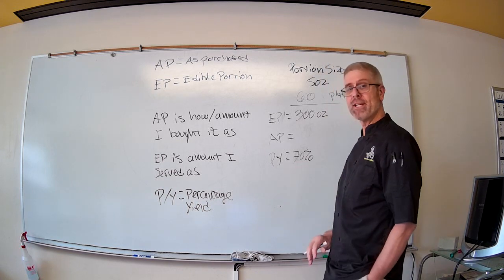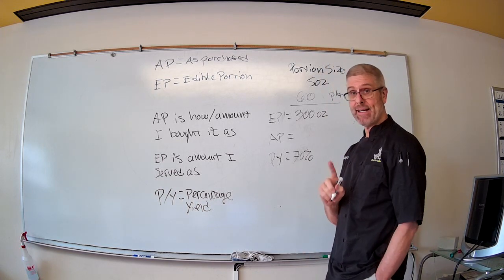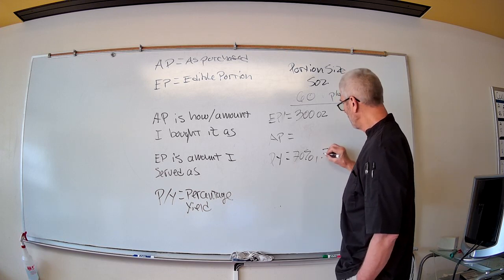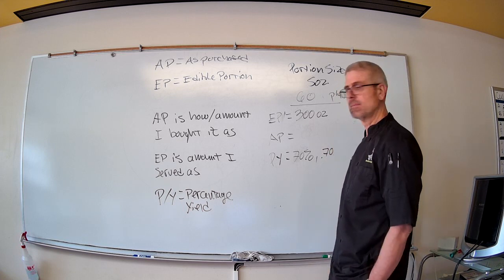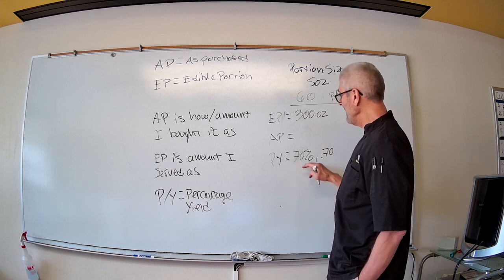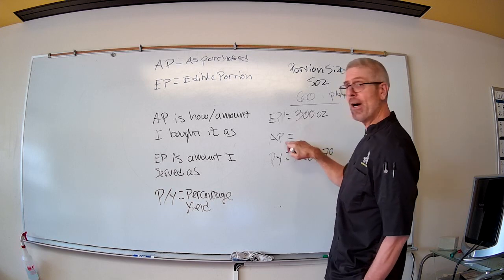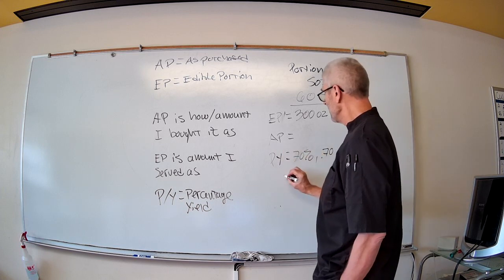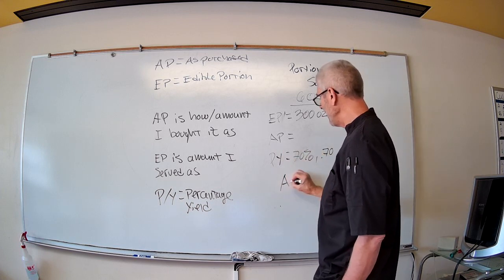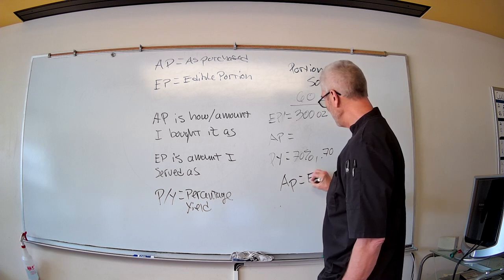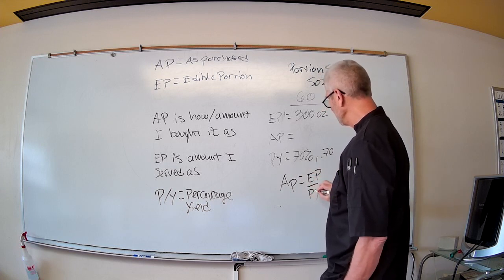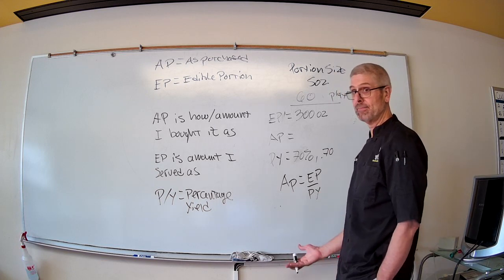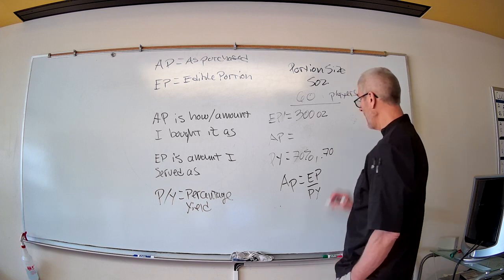Okay, 70%. How can that be stated again? Remember, you have to know how to state percentage in decimal form. 0.70. Now, I need to put this into an equation to figure out how much pork I need to buy, or as purchased. And it goes this way: AP equals EP divided by PY. Yep, we're getting into algebra now. Didn't think you were going to learn algebra in culinary, right?